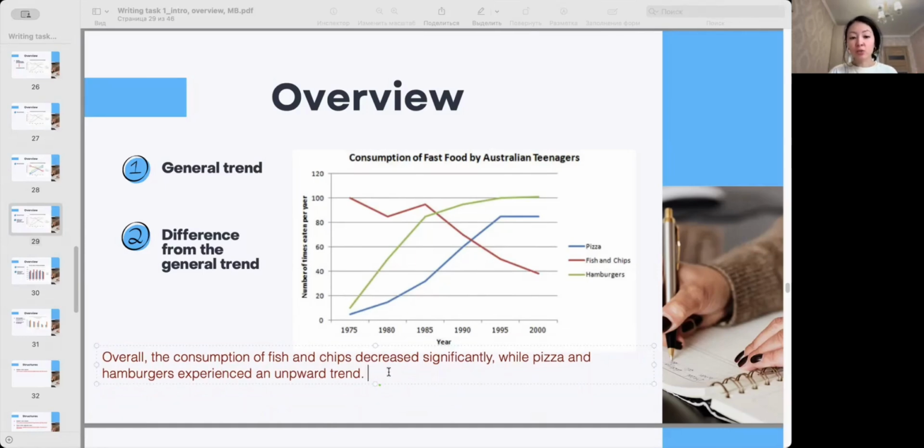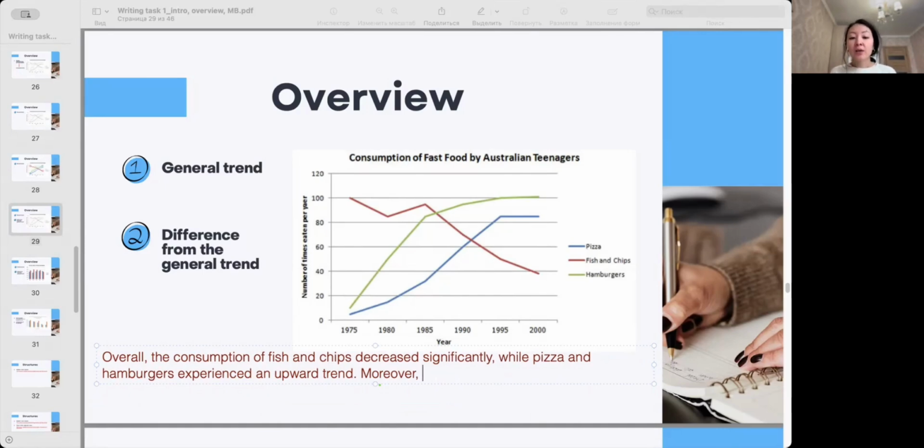So overall, the consumption of fish and chips decreased significantly. It was our first sentence, our general trend, while pizza and hamburgers experienced an upward trend, right? Oh, sorry for the spelling mistake. Moreover, I can say, be careful with the choice of linking words and phrases, by the way, because sometimes you will use moreover, sometimes you will use however, sometimes you will use in addition, depending on what you're going to write. Maybe in contrast, right?